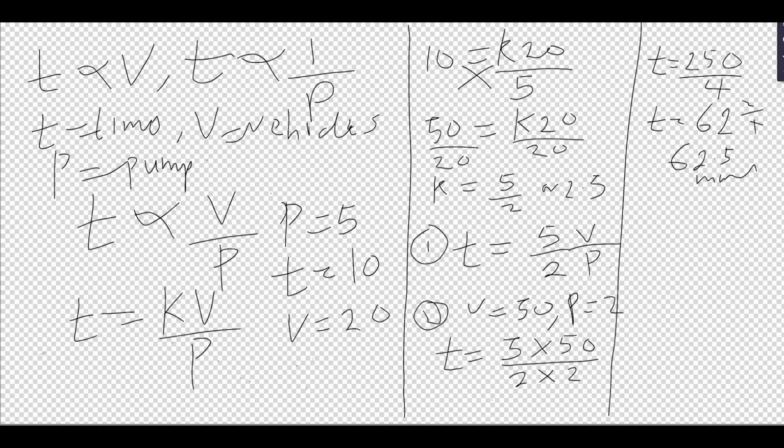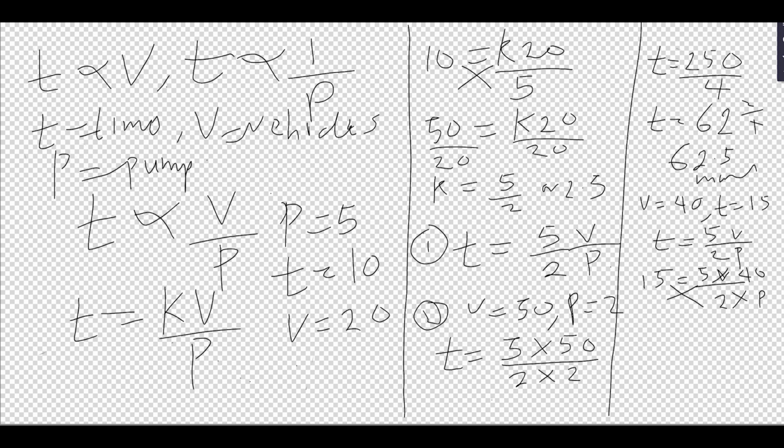And the question that we have there once again is the number of pumps required to fuel 40 vehicles in 15 minutes. So we'll bring in our relation again, which is 5V all over 2P. Our time is 15, and our vehicle is 40, so we'll multiply by 40. Then we don't know the number of pumps that we're going to need.